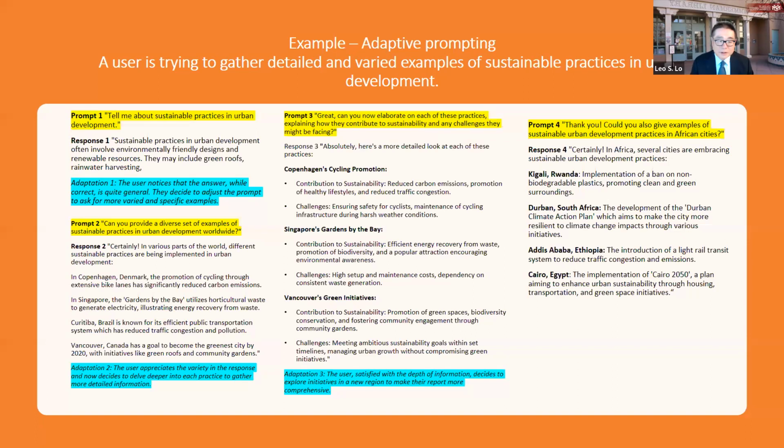So you may not be able to see this clearly. I basically lay out a model of what adaptive prompting is like. For example, prompt 1 is very generic: tell me about sustainability practices in urban development. So it gives you a generic answer. Based on that, you can go a little bit deeper and say, can you provide a diverse set of examples of these practices? And now that you see these examples, you can dig even deeper and ask it to elaborate on each of these or some of these, and then based on that.